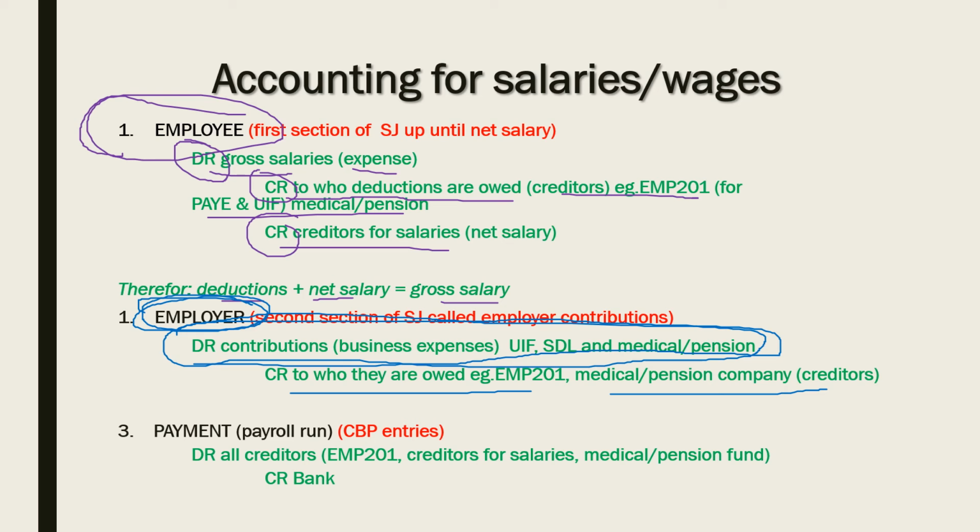And then lastly, you do your payroll, your CBP entries. Your credit bank, which is the first thing that you should be able to say with me right now, because you've done the CBP, it's always going to be a credit bank. You debit everything. You debit all your creditors. Okay, remember, all your debits will equal your credit. Your credit bank is going to be one big entry. You're going to debit every person you owe money to. In this case, you owe money to SARS. You owe money to your employees. You owe money to your medical aid and your pension fund companies. So you're going to debit all your payroll creditors. Okay, and that is your process.